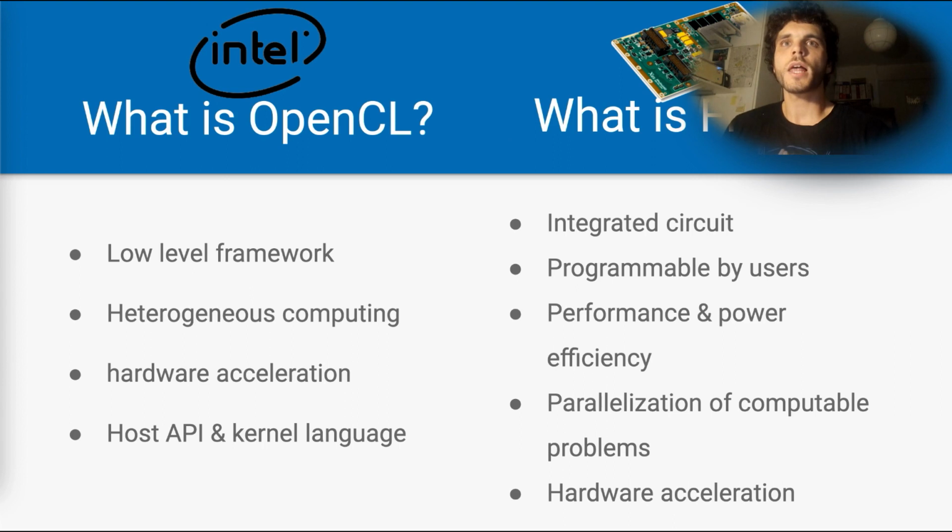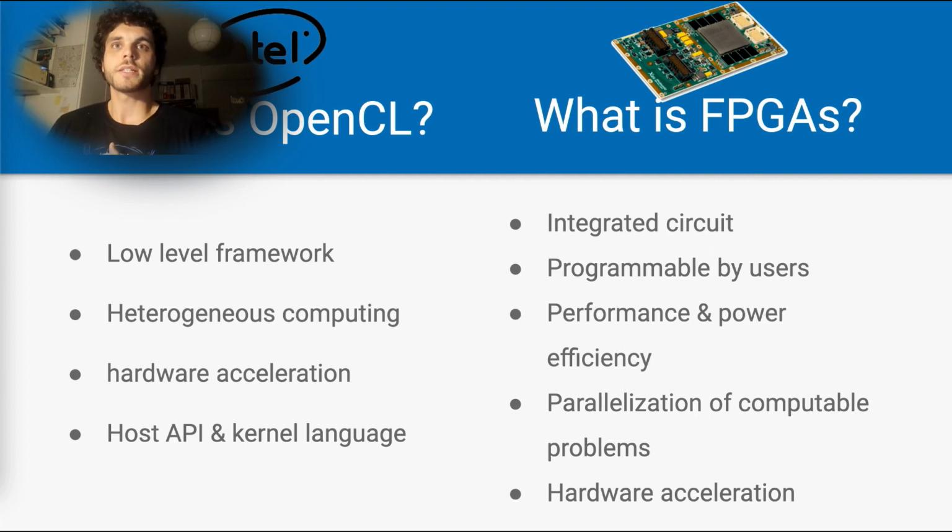What is OpenCL? OpenCL is based on C++ and is a low-level framework for heterogeneous computing that provides hardware acceleration by using a host API and a specific kernel language. What are FPGAs? An FPGA is an integrated circuit, literally a field programmable gate array, because this integrated circuit is designed to be configured by a customer or a designer. For this reason, the name field programmable. FPGAs have a remarkable role in embedded system development due to their capability to start system software development simultaneously. Another application is the parallelization of computable problems and hardware acceleration. And of course, the main pro is the efficiency in power and performance improvement.